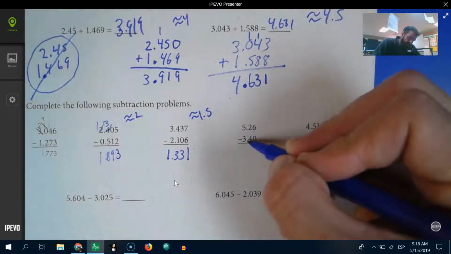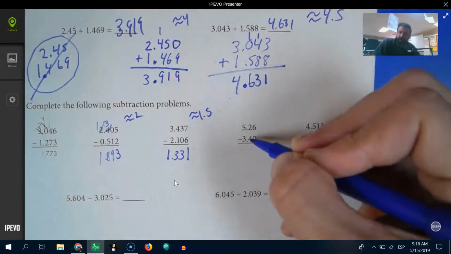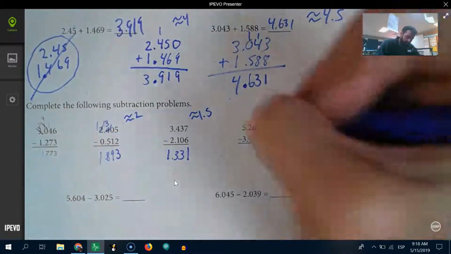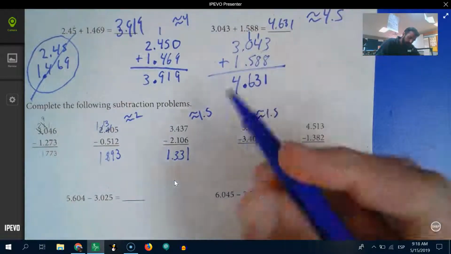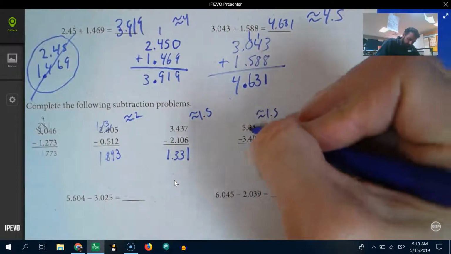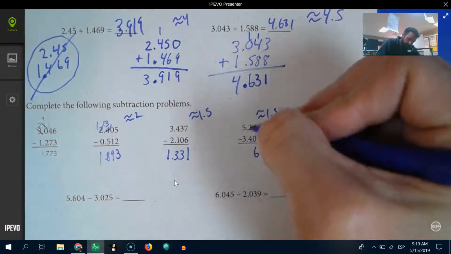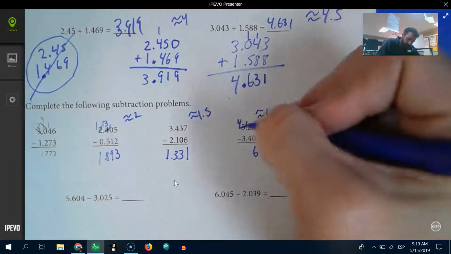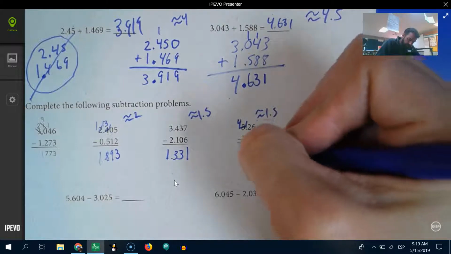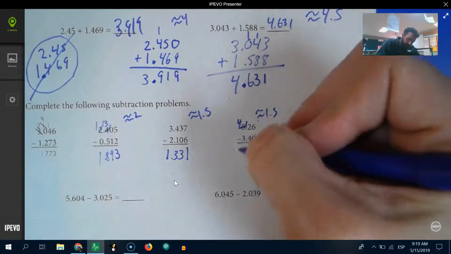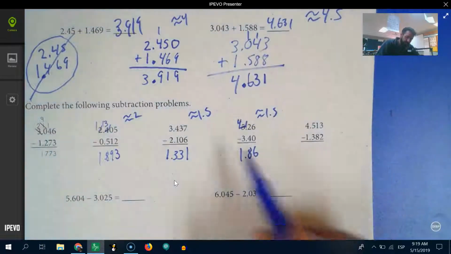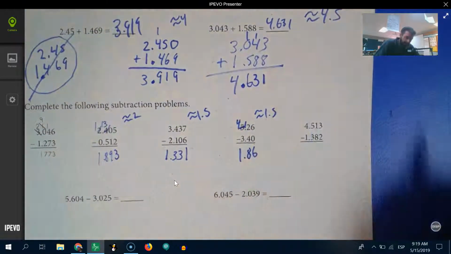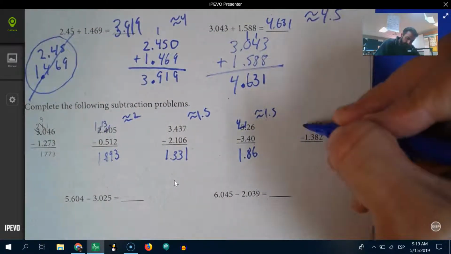Alright, I have about 5 minus 3.5, so that's going to be around 1.5, right? Yeah. 6 minus 0 is 6. 2 minus 4, I'm going to need to borrow my group of 10 here, so to make this 12. Minus 4 is 8. Drop the decimal point down. 4 minus 3 is 1. So 1 and 86 hundredths, that's around 1 and 5 tenths.